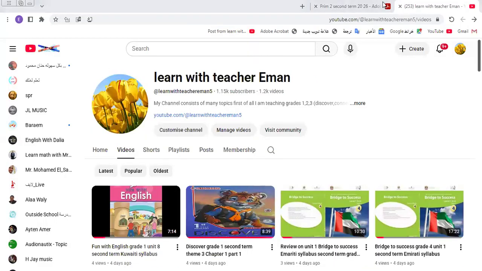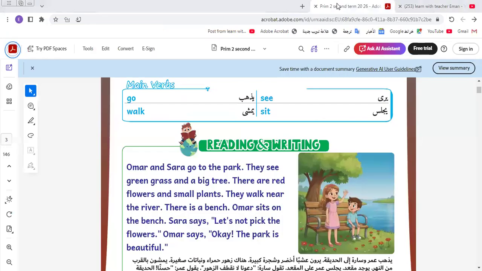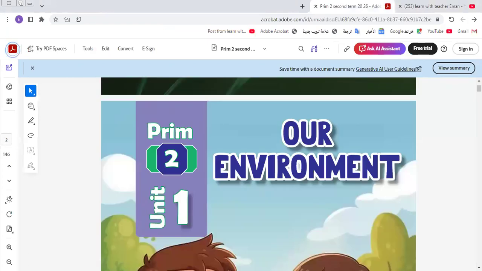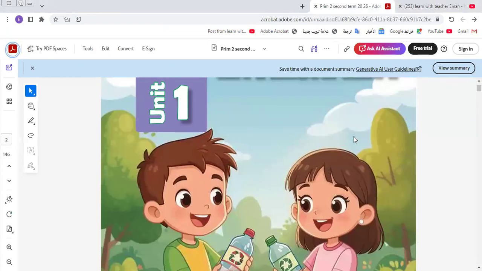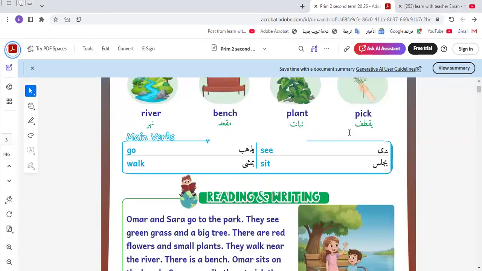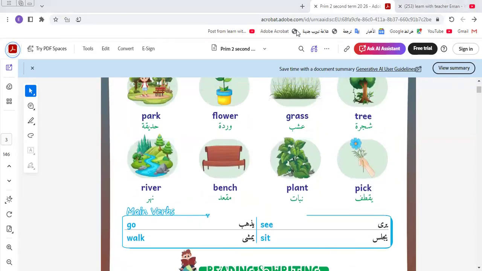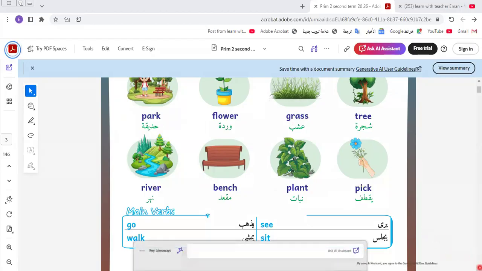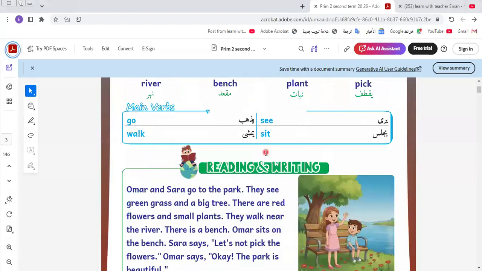Let's go to our lesson today. Last class, I would like to make a review of what I told you in the last video about our unit 1, which is called Our Environment. In the last video, we learned some vocab. Let's review this vocab together. We have here park, flower, grass, tree, big, plant, pinch, river. We also learned some verbs like go, walk, see, sit.